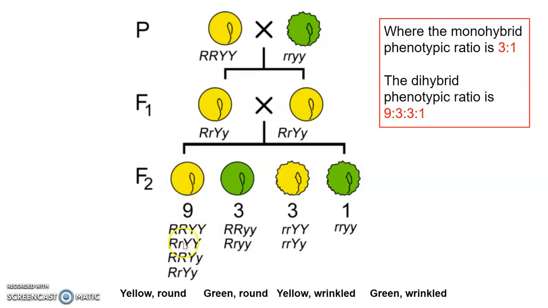However, if we had a round yellow gamete fertilizing a wrinkly yellow gamete, we would have this combination of alleles, big R, little r, big Y, big Y. It would express the same way.